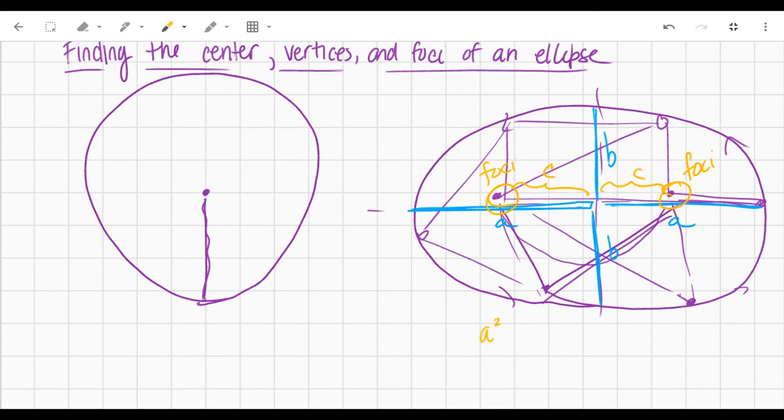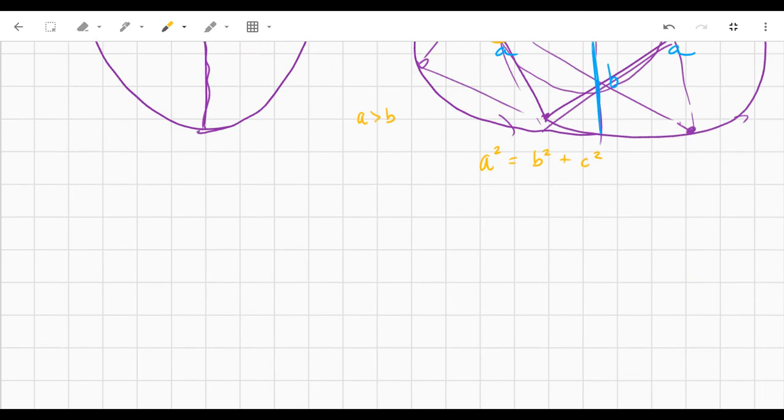Now, the kind of interesting thing here is that A squared equals B squared plus C squared. Keep in mind A is always the bigger one. A is greater than B. So we have this relationship that's almost like the Pythagorean theorem. It's kind of like how we actually derive the formula for an ellipse, which we're not really going to worry about. So I'll show you how to pick apart these pieces that you need.